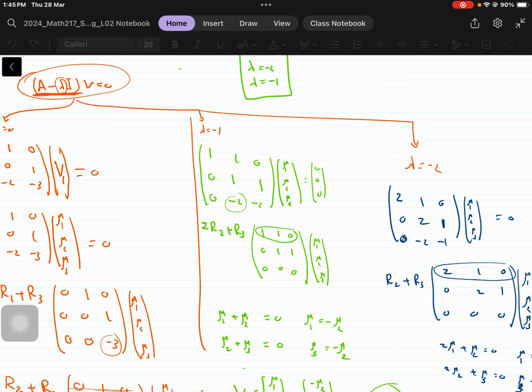This is 3, this is 2. Right? It will be negative 2 mu2 straight away. Okay, so mu1 is negative half mu2, and then mu2 itself, and then minus 2 mu2. Take mu2 as a common factor: negative half, 1, and negative 2.